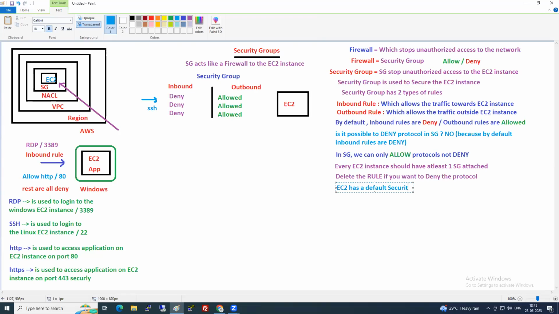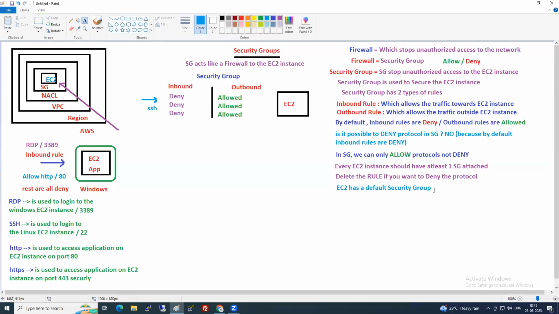Default security group. EC2 has a default security group. Until you are familiar with security groups, should we use only the default security group? Answer is yes, right? So guys, I'm also telling you some additional information.